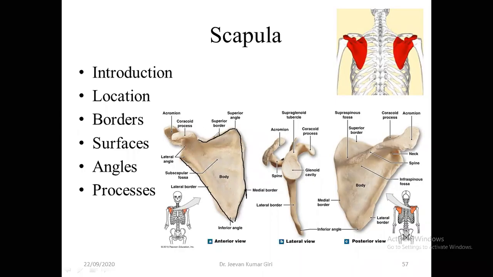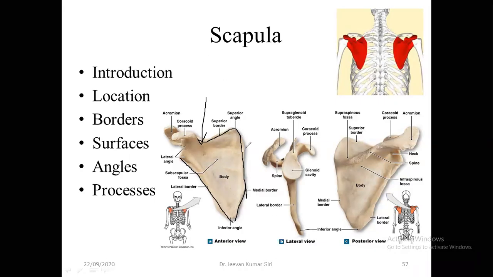The superior border begins from the root of the coracoid process, and it extends up to the superior angle. In the lateral end of this superior border, you will find one notch, a slight depression. This is the suprascapular notch. It lies along the lateral side of the superior border of the scapula. Here you can see this notch, a slight depression. So that is the superior border.